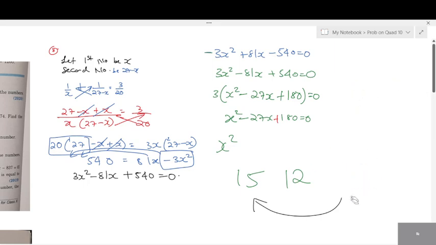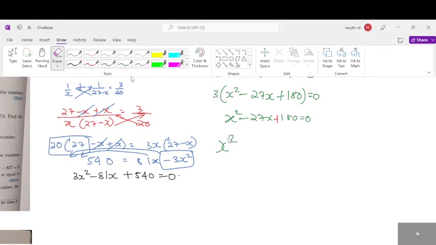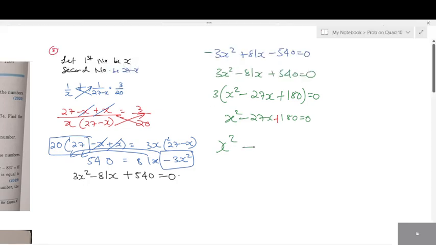You should know how to pair it. If you don't know how to pair, use the formula method. 15 and 12 is the answer. You can write 15, 12 or 12 and 15, anything is fine. So minus 15x or minus 12x, minus 15x plus 180 is equal to 0.